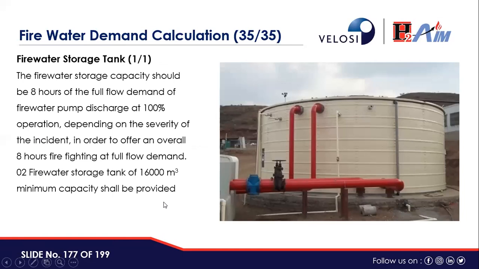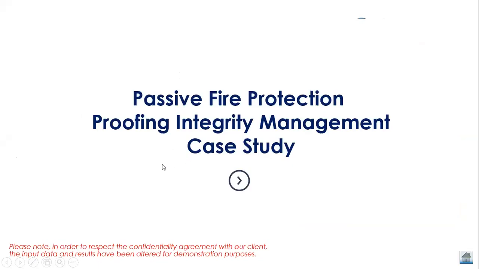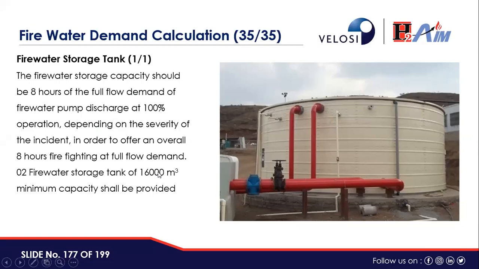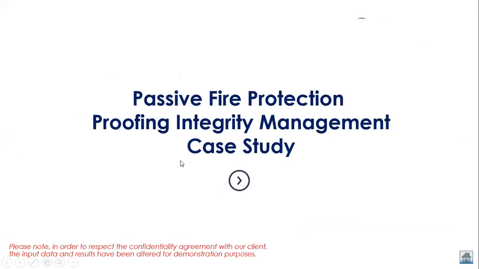So now storage tanks, Firewater storage tanks. The Firewater storage capacity should be 8 hours of the full flow demand of Firewater pump discharge at 100% operation, depending on the severity of the incident, in order to offer an overall 8 hours firefighting at full flow demand. 2 Firewater storage tanks of 16,000 cubic meter minimum capacity shall be provided. So this was all the active protections.